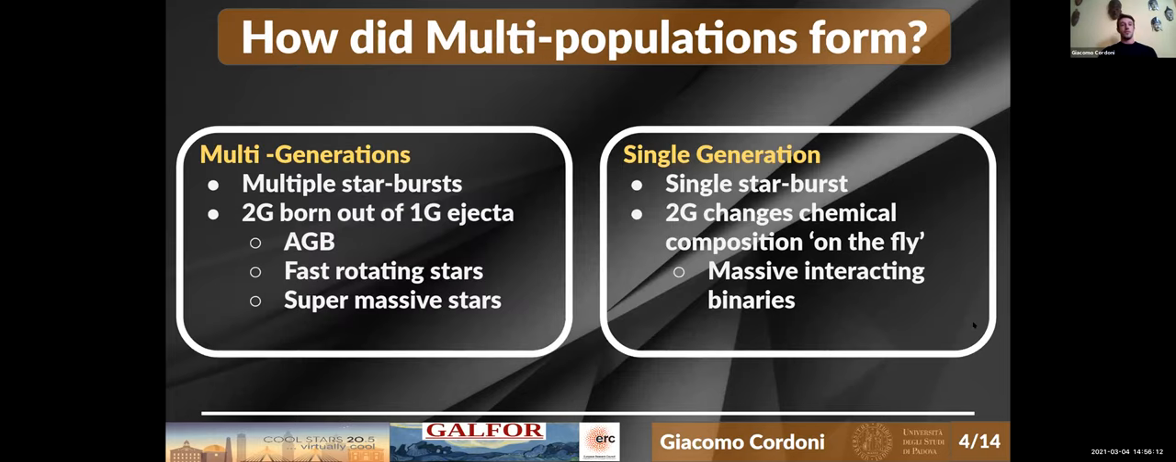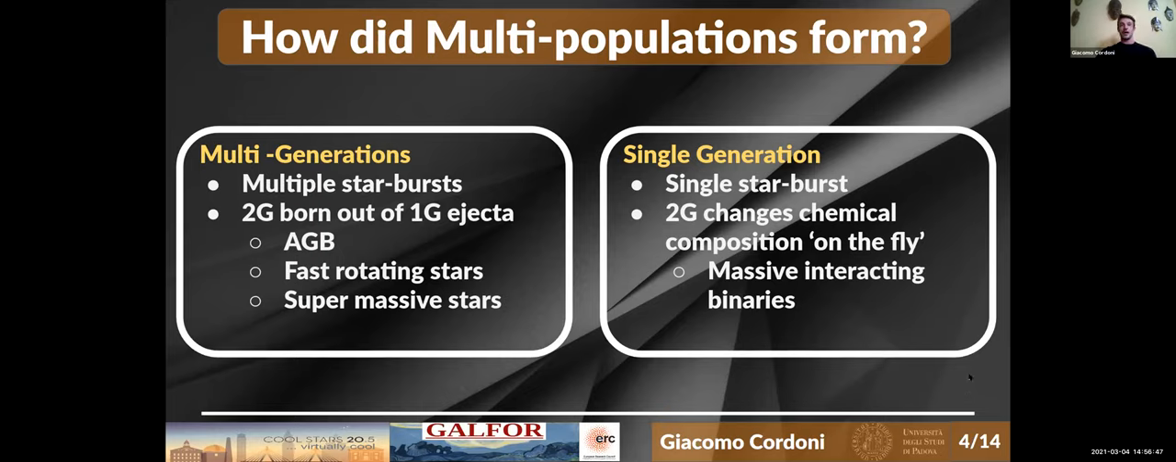And very briefly, because we've already heard about these scenarios, today we have two scenarios. The multi-generation scenarios, where stars are born in different star formation episodes, with the second generation of stars born out of the ejecta of first generation more massive stars, with the nature of these polluters still highly debated. On the other hand, we have single generation scenarios, where stars belong to the same stellar generation, and some stars then change their chemical composition, let's say on the fly, due to some exotic physical processes.